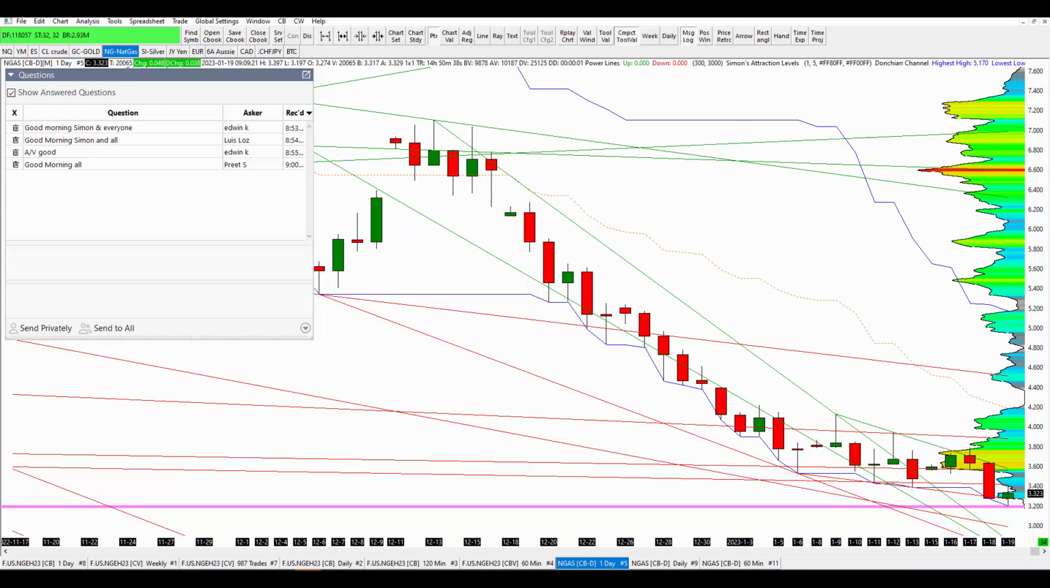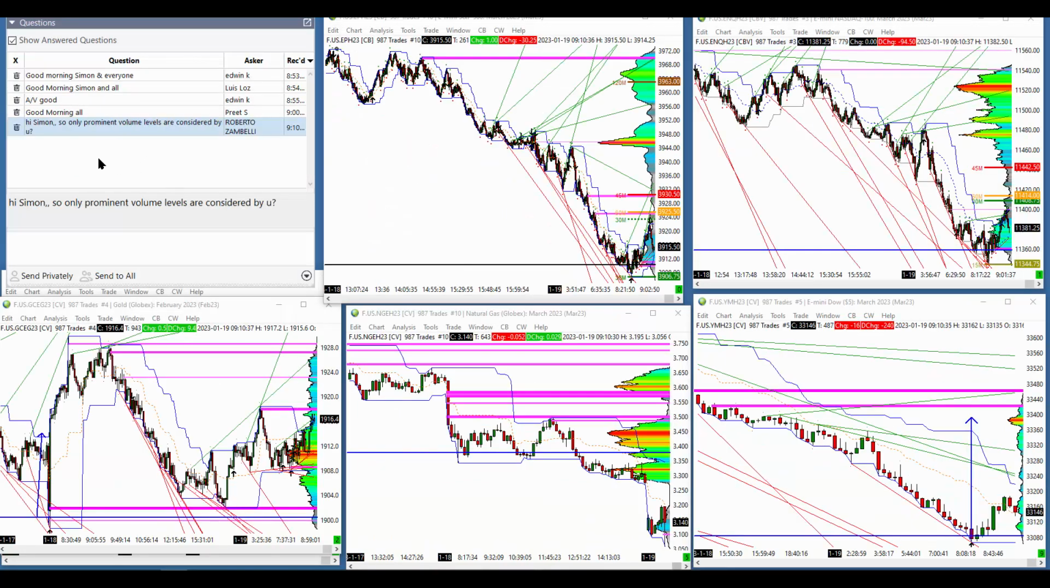Any questions? Roberto asking, only prominent volume levels are considered by you. I'm a very specific and careful trader. I like longer term. All the levels are considered, and I can show you. If you're a scalper, you can use the small levels, yes. But for me, as I mentioned, if I look at every single level and I type it for members and try and scalp it with members, I'm going to be missing a lot of entries, and I'm going to be giving them trades that, by the time they get it, it's too late.